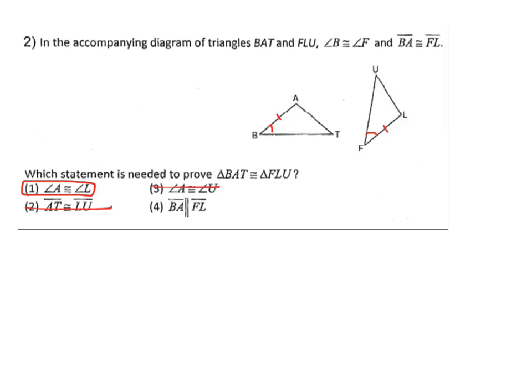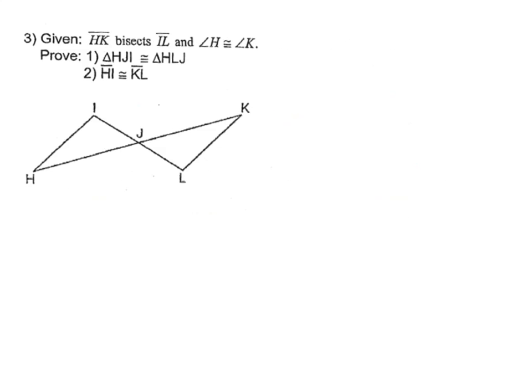And then line BA being parallel to FL. In fact, that doesn't matter because we don't have any line that's connecting them, a so-called transversal, to create corresponding angles or alternating interior angles. So we have no idea about that portion, so number 4 is out. Therefore, the correct answer was choice number 1.